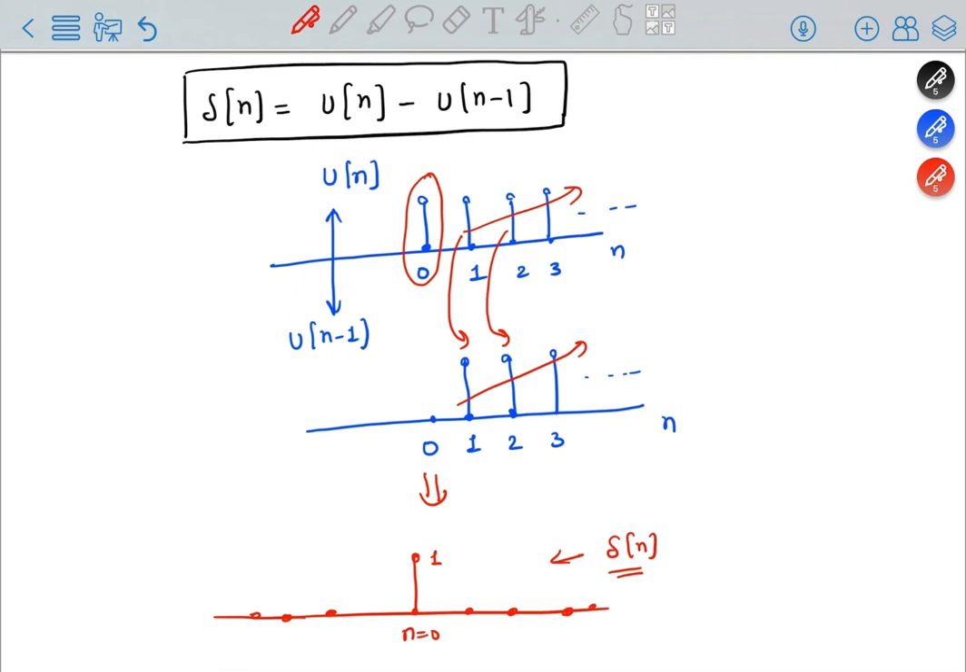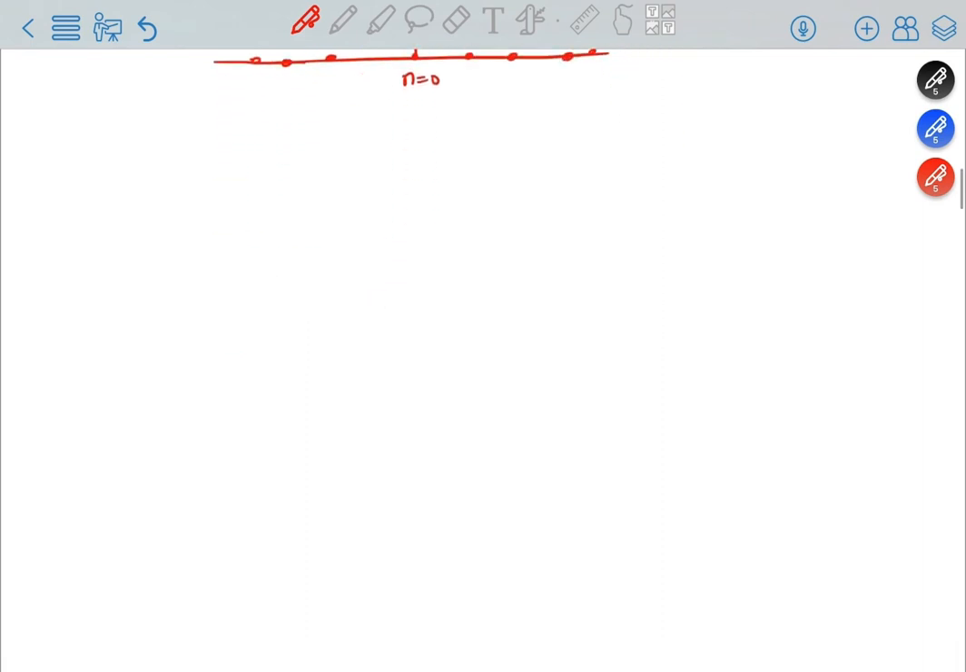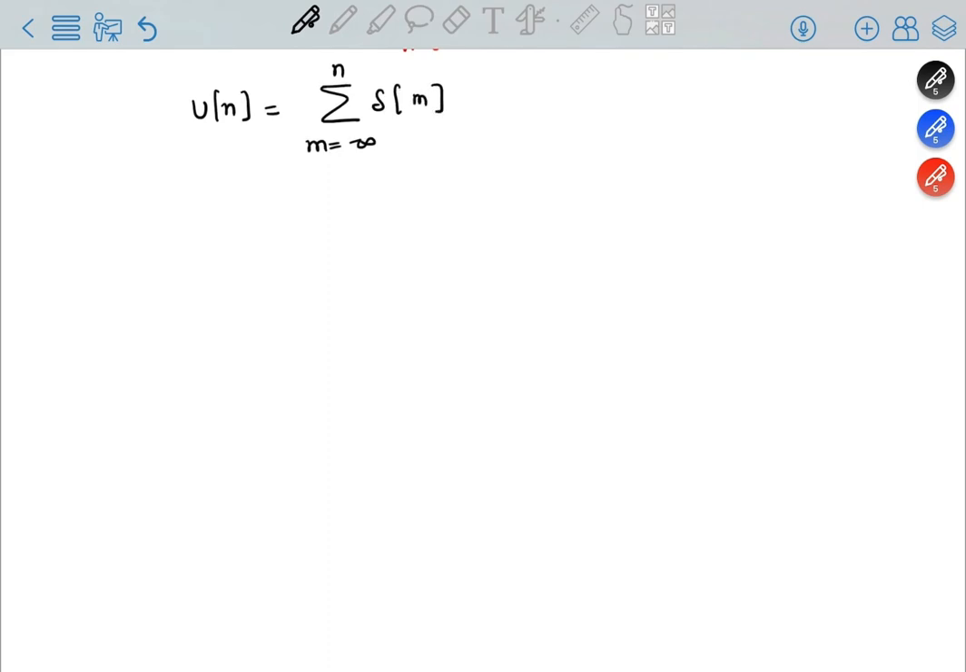So in this manner, this expression will give you the representation of unit impulse signal. Next, we'll see how we can obtain the unit step signal from unit impulse signal. This is also a very simple expression. We will take the running sum of our unit impulse signal. So what is this expression? It is summation m varying from minus infinity to n of del m.